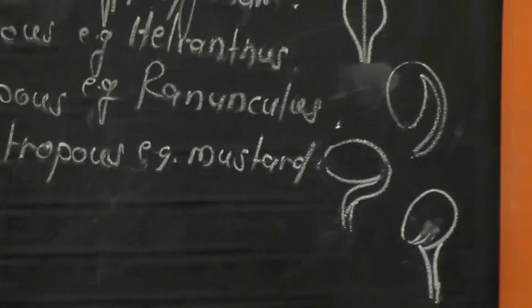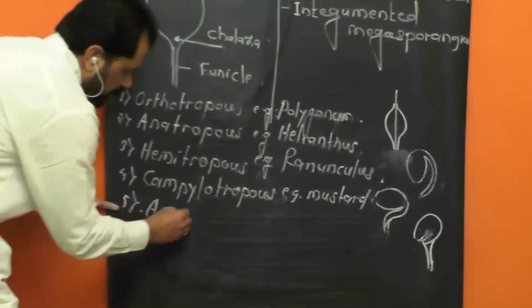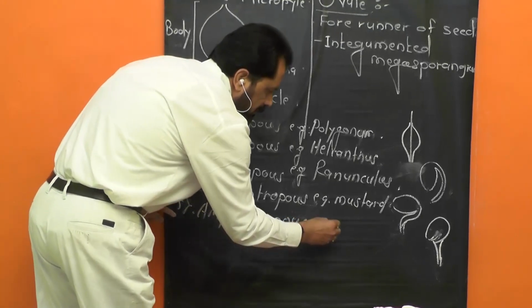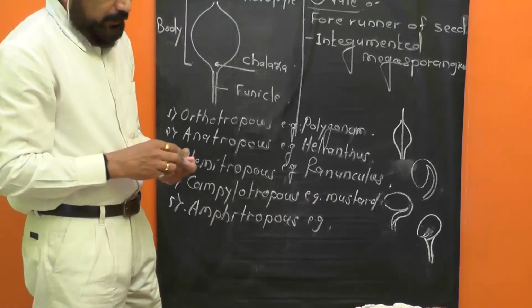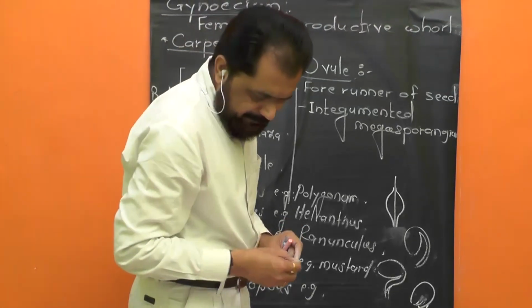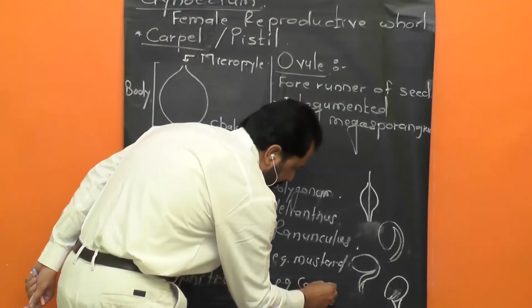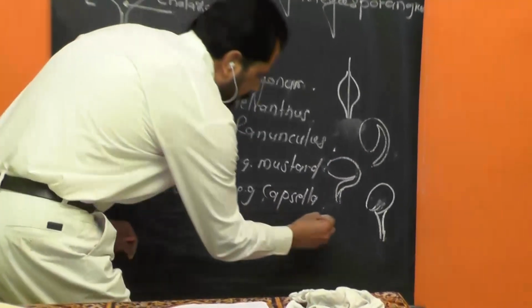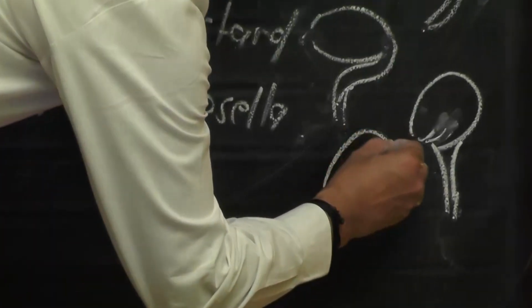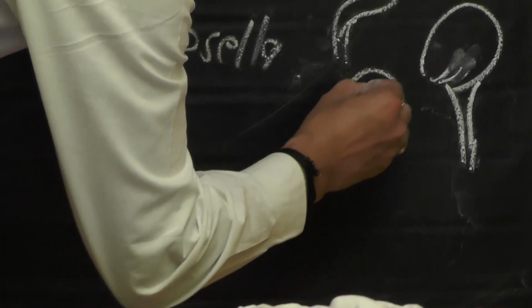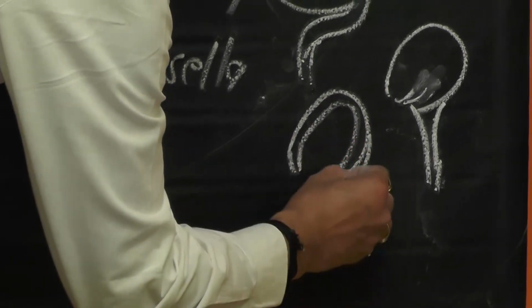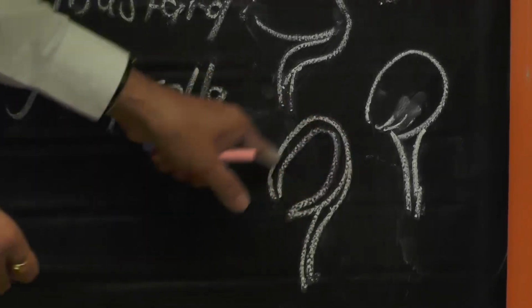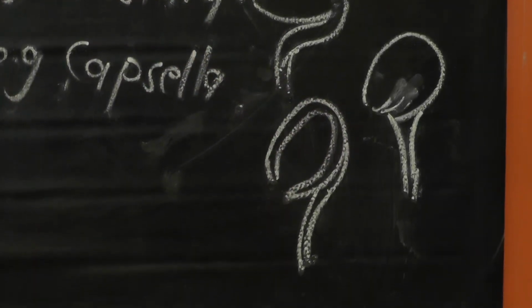Fifth type is the amphitropous ovule. Example of amphitropous ovule is Capsella. Here in the amphitropous ovule the body is exactly horseshoe shaped. Look here, micropyle, chalaza, funicle. The body is exactly horseshoe shaped.